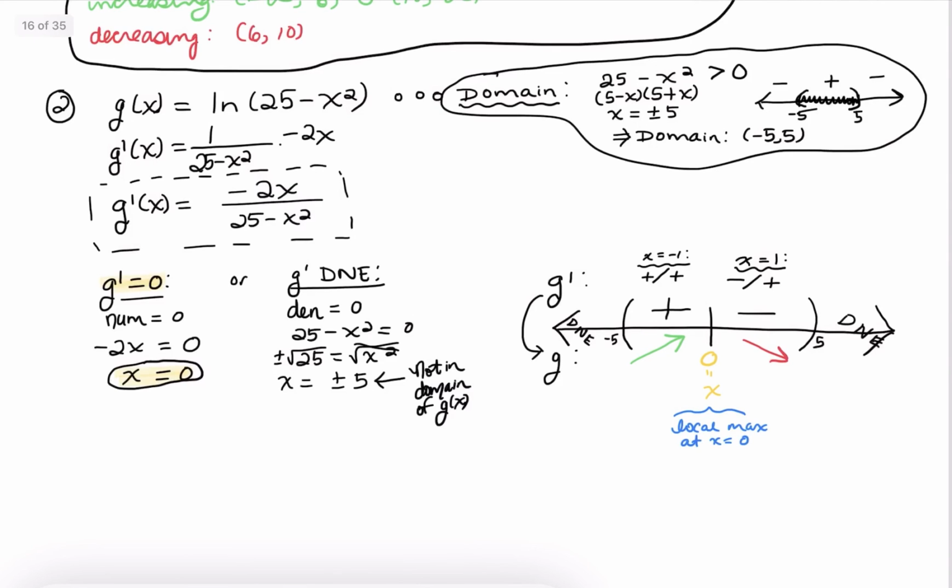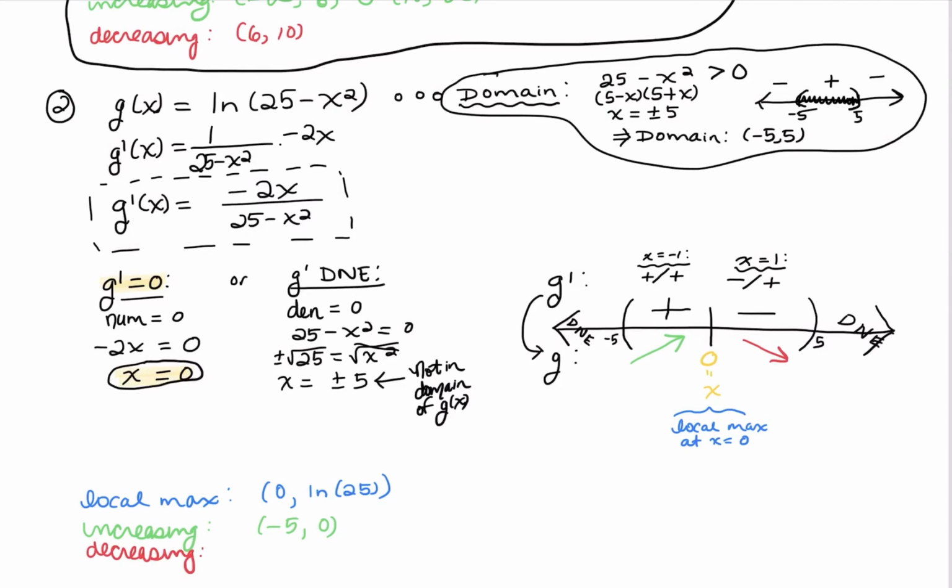But in any case, here's what we find out, and so let's just go ahead and write out our conclusions here. So I have a local or relative max at 0. And if I sub that back into the original function, natural log of 25. And then I am increasing on the interval from -5 to 0. And lastly, we are decreasing on the interval from 0 to 5. So there's all the information that we get from our sign analysis there.